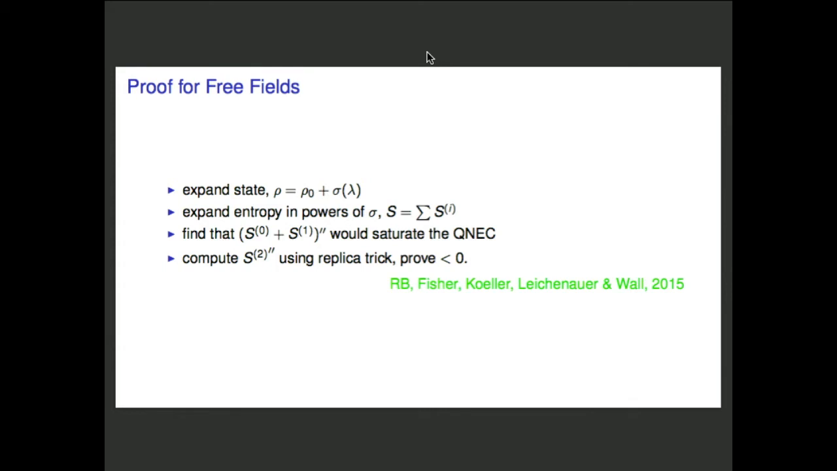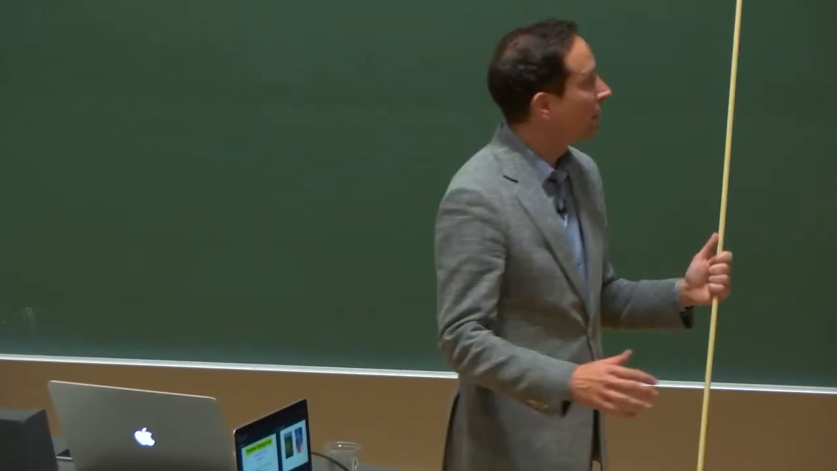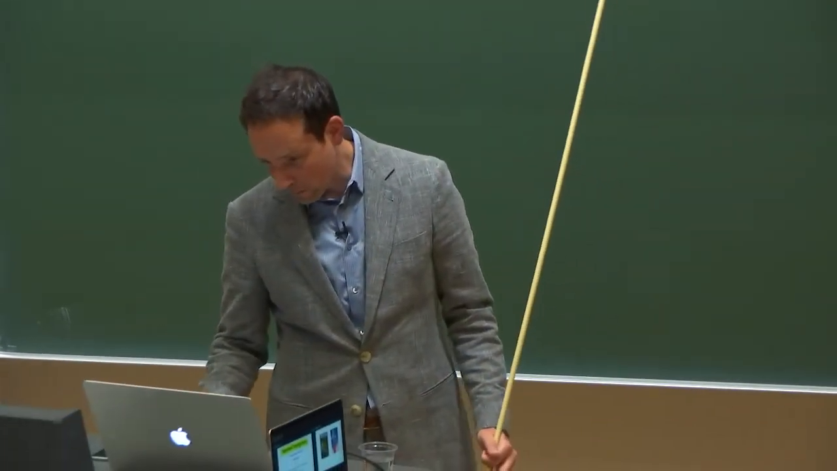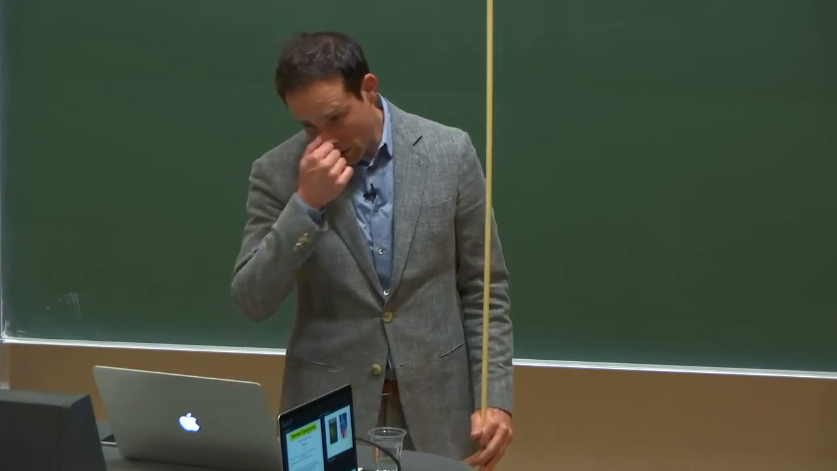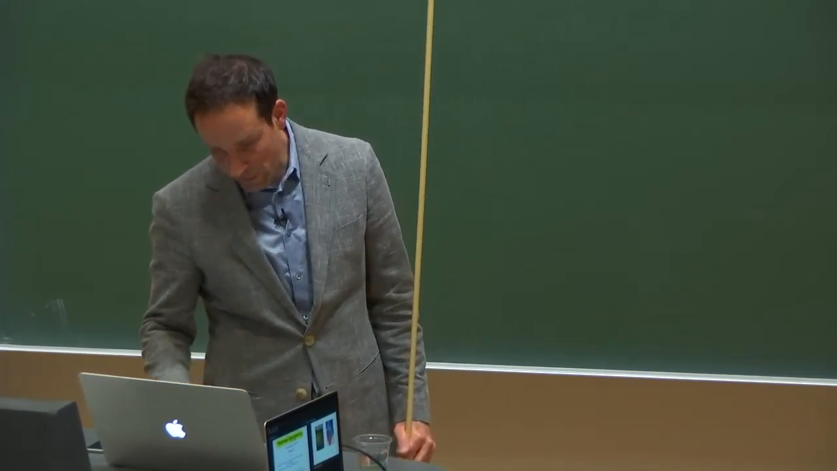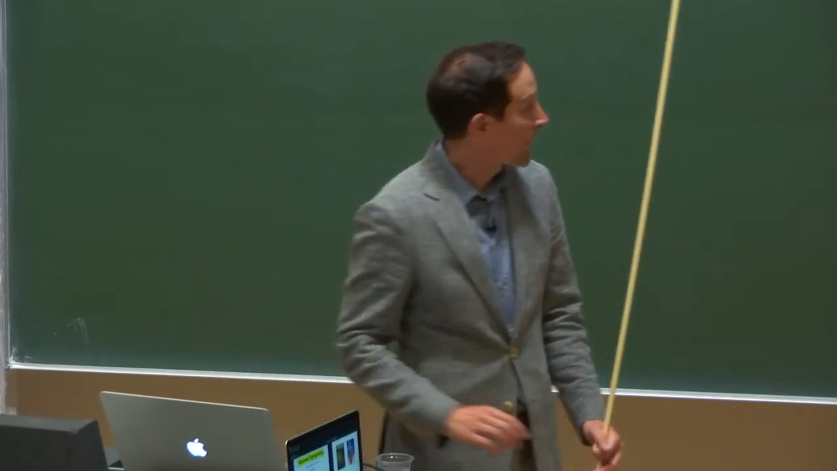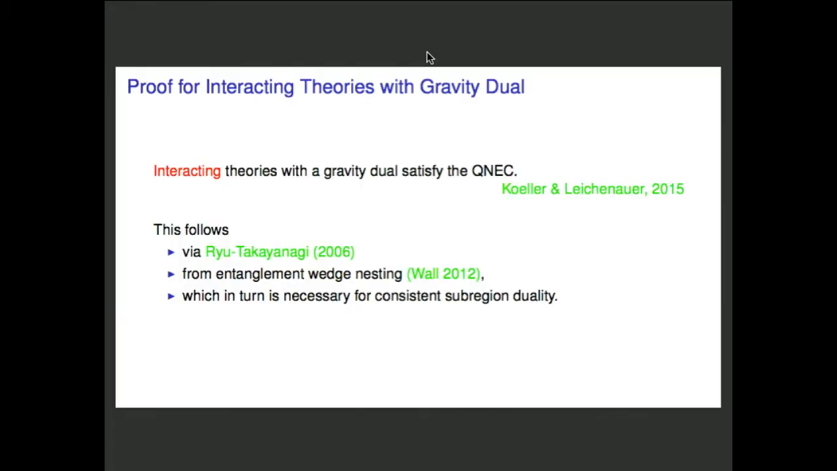It's basically equal to the stress tensor with those coefficients in front of it that the quantum null energy condition has. So everything comes down to showing that the S2 term, its second derivative, is negative. That's pretty tedious, but you can show it using the replica trick applied to Renyi entropies. That's what my students, Zach Fisher and Jason Koeller, and our postdoc, Stefan Leichenauer, and Aron Wall did.